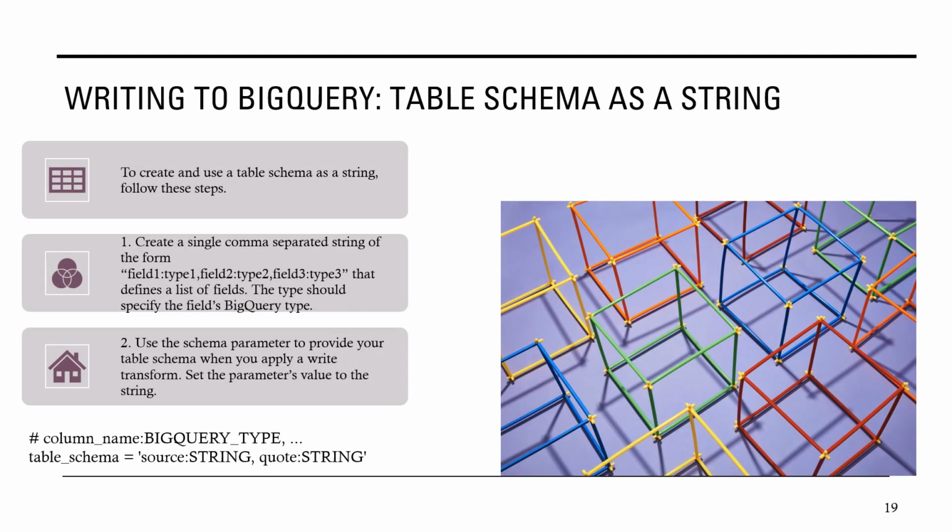So now let's look at creating a table schema as a string. To create and use a table schema as a string, follow these steps. Create a single comma separated string in the form field 1, type 1, field 2, type 2, field 3, type 3 that defines a list of fields. The type should specify the field's BigQuery type. Step 2. Use the schema parameter to provide your table schema when you apply a write transform. Set your parameter's value to the string. The following example shows how to use a string to specify the same table schema as the previous example.